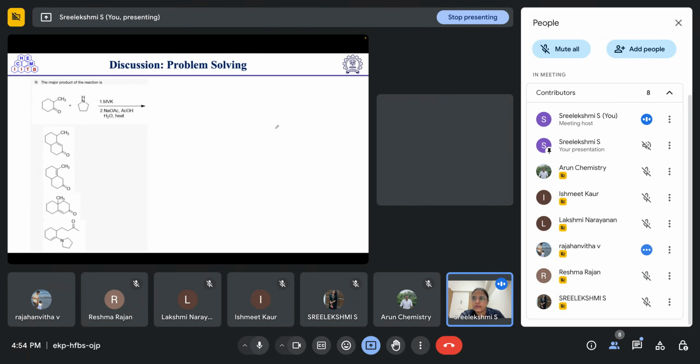Now the next question, the major product of the reaction. Here one ketone is there, then we are using a secondary amine in the presence of MVK. MVK is methyl vinyl ketone, and in the second step sodium acetate and acetic acid. Methyl vinyl ketone is basically this vinyl group, then the ketone here, and here one methyl group. So this is MVK.